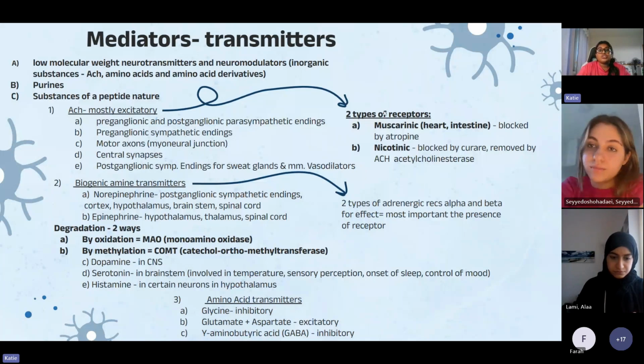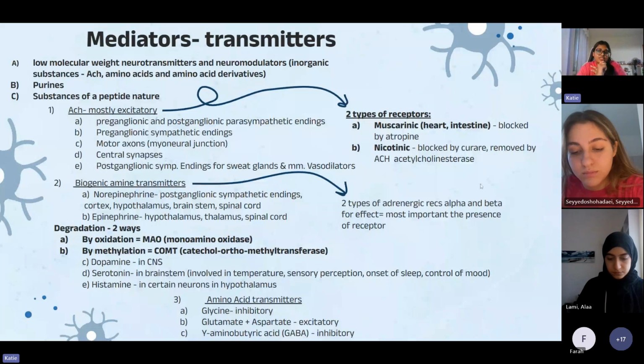Acetylcholine acts on two types of receptors, muscarinic receptors and nicotinic receptors. Muscarinic receptors are found in the heart and the intestine mostly, and they're blocked by atropine. Nicotinic receptors are blocked by curare, and acetylcholine is removed by acetylcholinesterase. This information you have to memorize. It's very easy to understand: there are two different types of receptors, muscarinic and nicotinic. You're able to differentiate the two according to where they are in the body, and each of these receptors can be blocked by atropine or by curare. This question comes a lot in the credit.